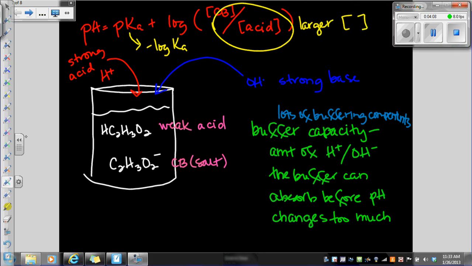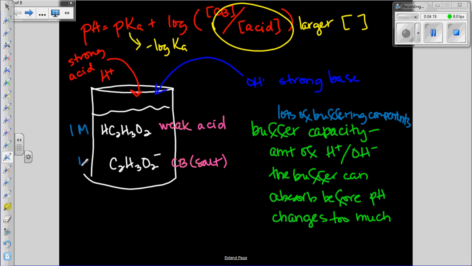Okay, so let's say we've got these two components, and let's say we've got 1 molar acetic acid and we have 1 molar acetate. A buffer like that is going to be able to consume more strong acid or strong base before the pH changes than if you had 0.1 molar solutions of each, simply because you've just got more of each of the buffering components. So the greater the amounts of this conjugate acid-base pair, the more resistant this ratio is to changes in pH, and you'll have a smaller change in pH.